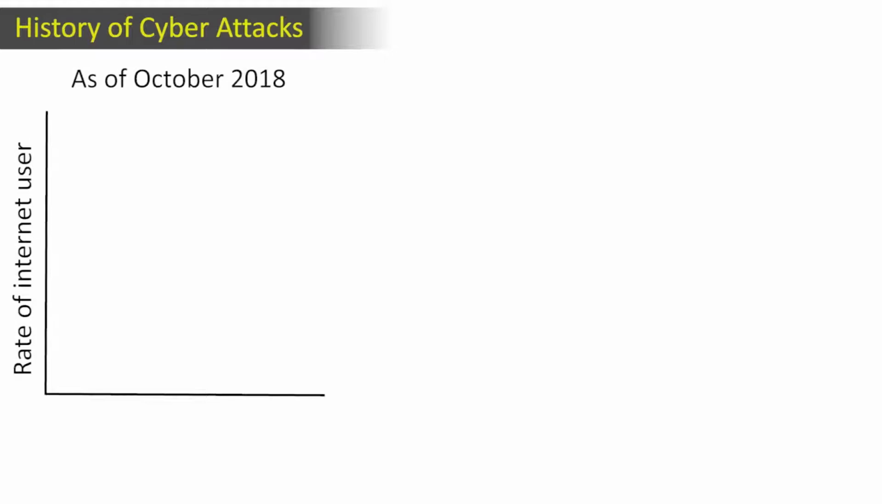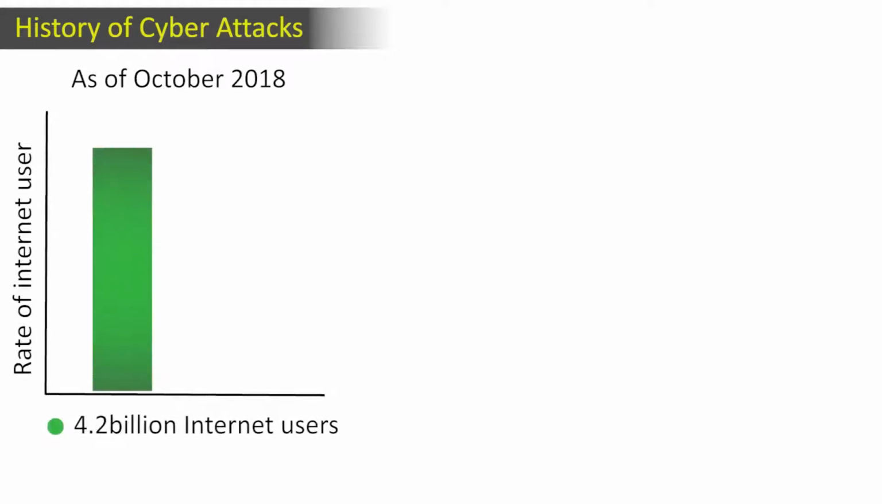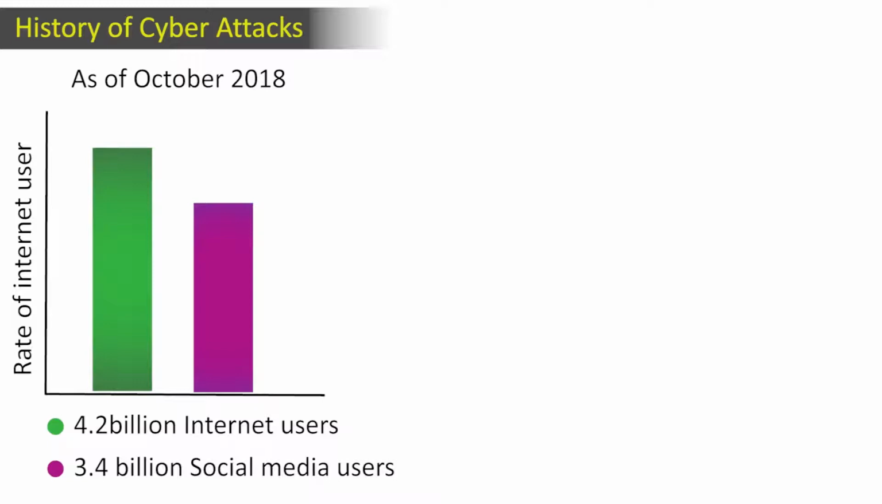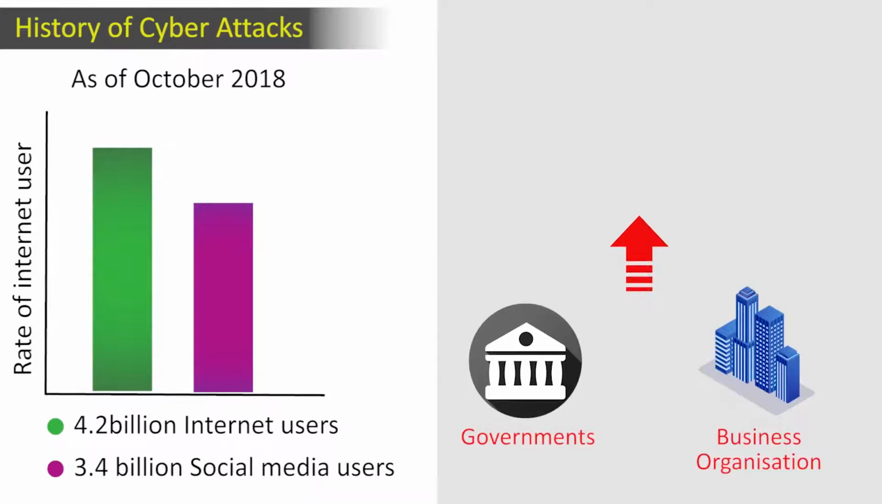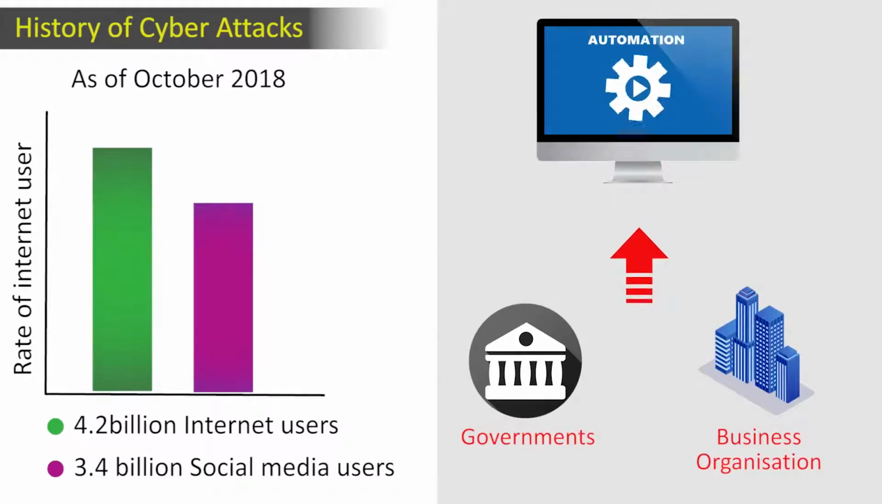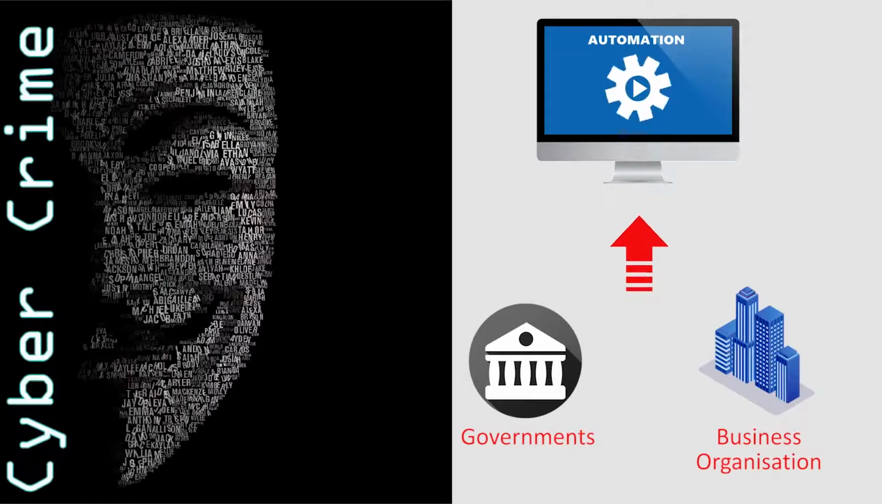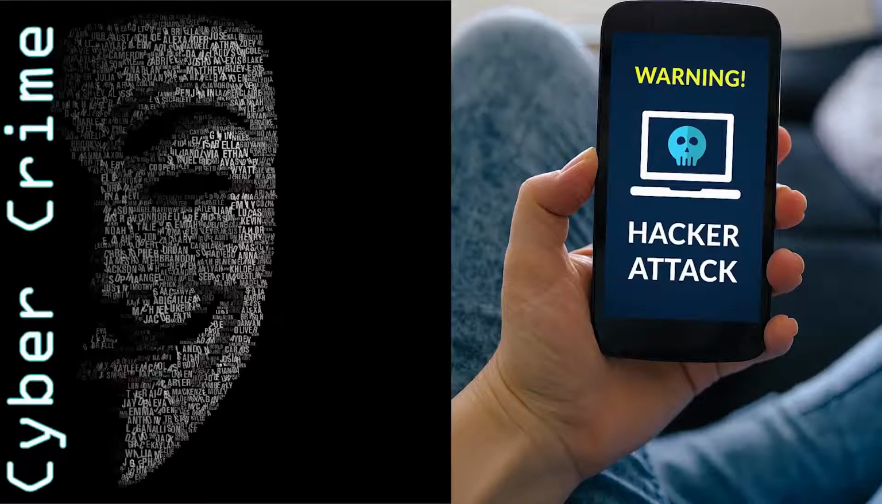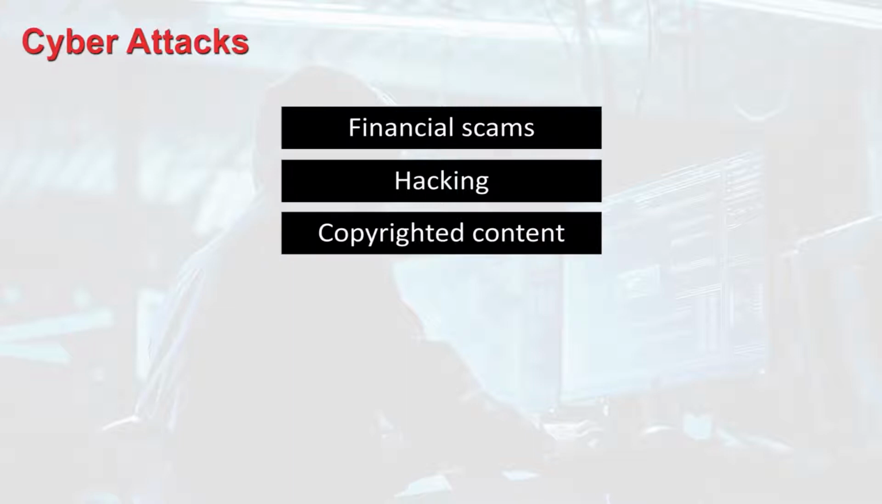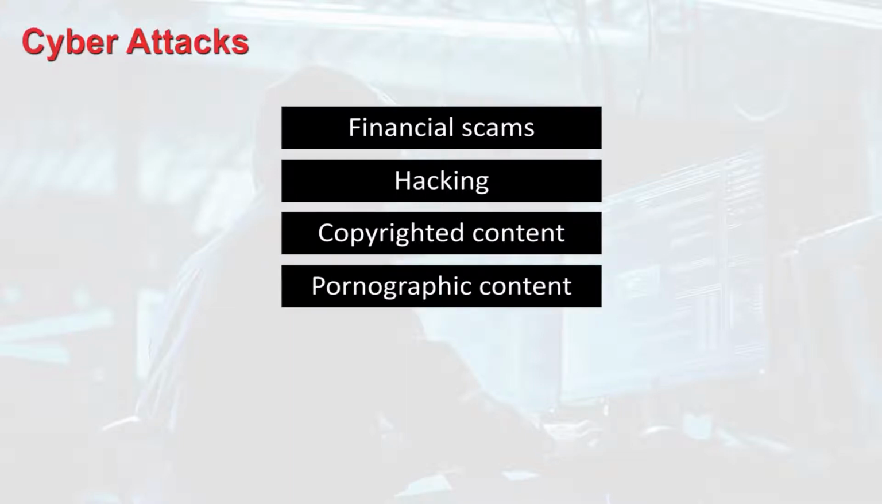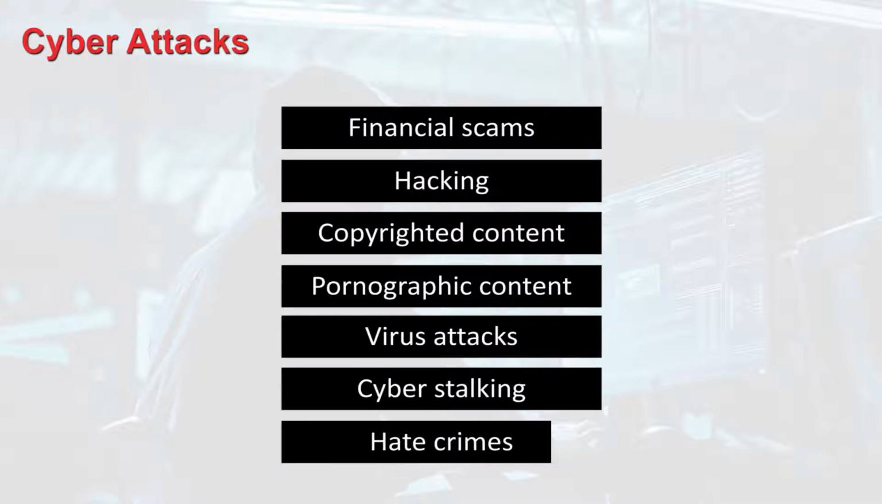As of October 2018, there are 4.2 billion active internet users worldwide and 3.4 billion people are active in social media. We know governments and business organizations are increasingly automating their day-to-day activities, which has led to an increase in cyber crimes and subsequently cyber attacks. These attacks include financial scams, hacking, downloading copyright content, illegal pornographic content, virus attacks, cyber stalking, and hate crimes against minorities and sometimes even on LGBTQ communities.